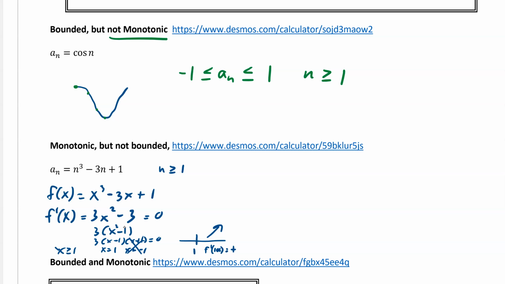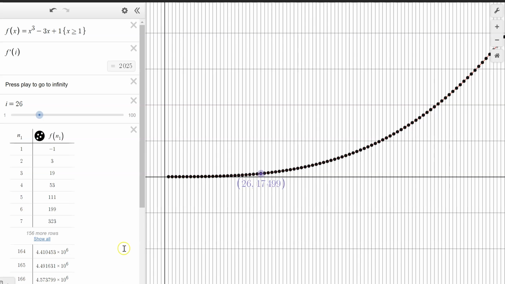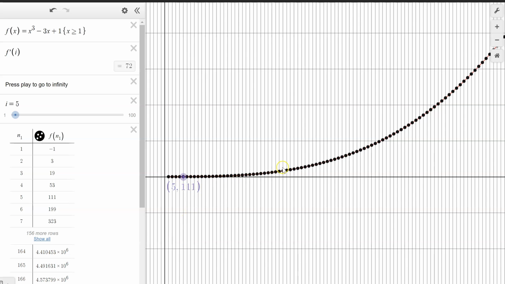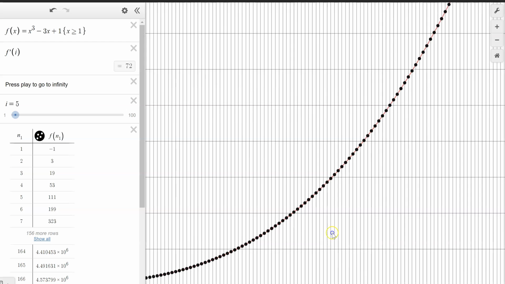So we can use our derivatives just like before to show this, because they're just going to go along that curve, and we're plugging them in. The only real difference here is that we have our function, which covers every single x value, and making it a general term means we're just plugging in our integers, 1, 2, 3, 4. So you can see that it's always increasing, which means it is monotonic. But it's not bounded, because it's not increasing toward some value; it's always going up.